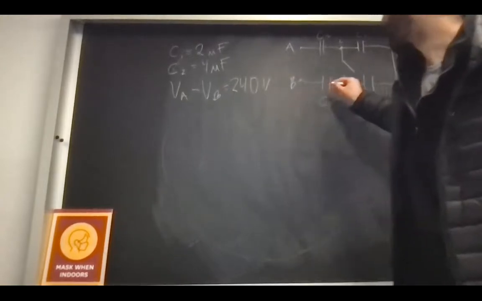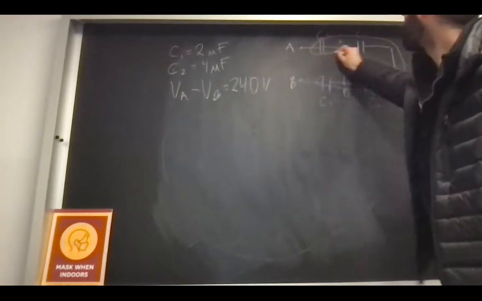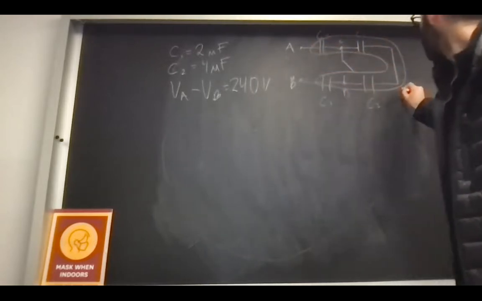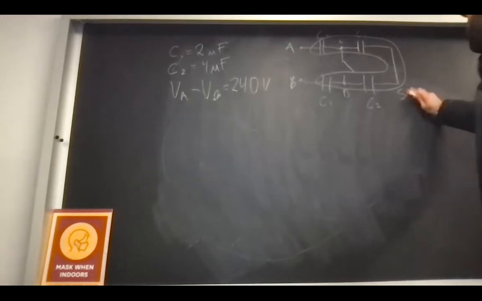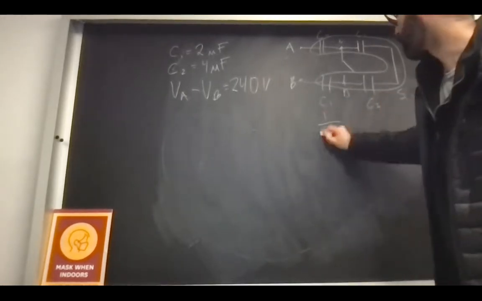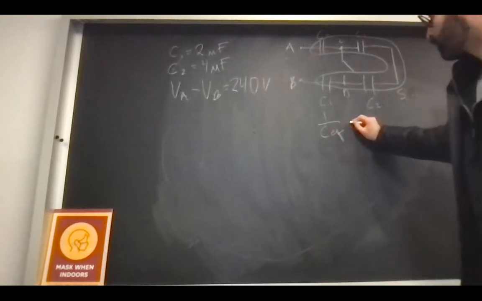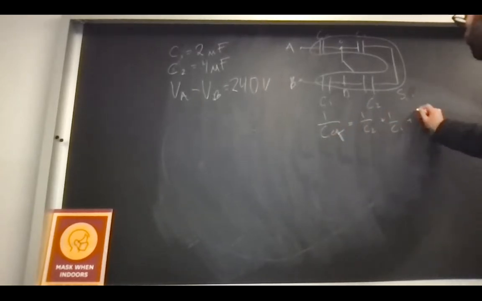So let's circle this guy up. Right off the bat, we know that this is all in series. Right, so series, I'm just going to write S. And to do that, we know the inverse addition equals 1 over C2 plus 1 over C1 plus 1 over.